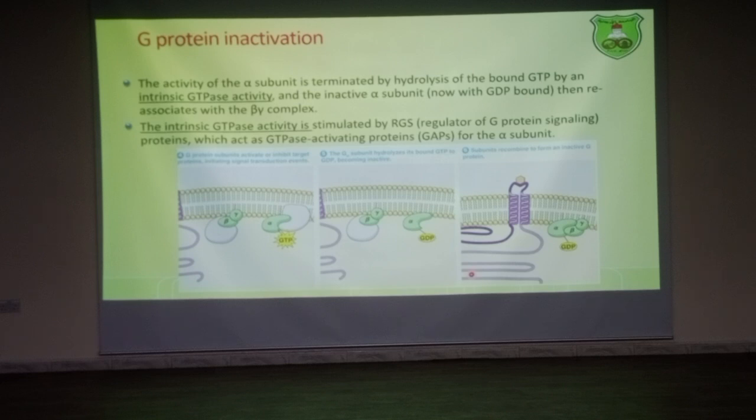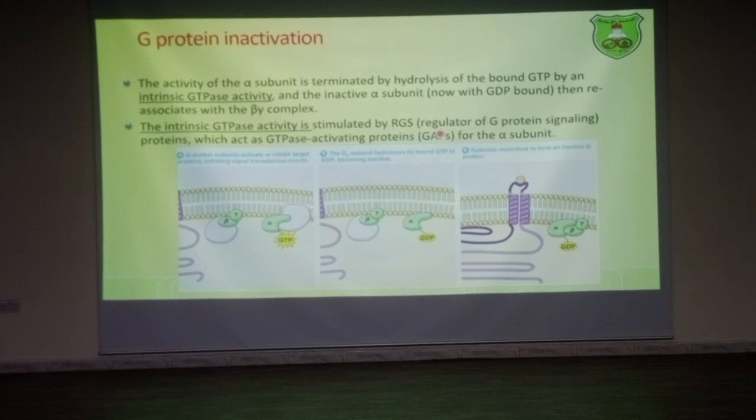There are regulators for the GTPase activity. They are called GTPase activating proteins. They facilitate, they speed up the intrinsic GTPase activity. So we have these regulators. There are also regulators for the release of GDP and binding of GTP. So there are activators of the G proteins and there are inhibitors of the G proteins. The inhibitors are GTPase activating proteins. The activators are known as guanine nucleotide exchange factors. They speed up the release of GDP and the binding of GTP. They are known as GEFs.